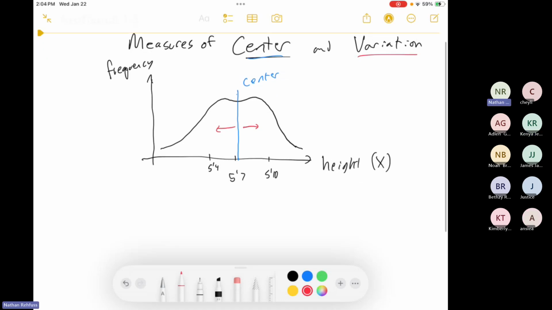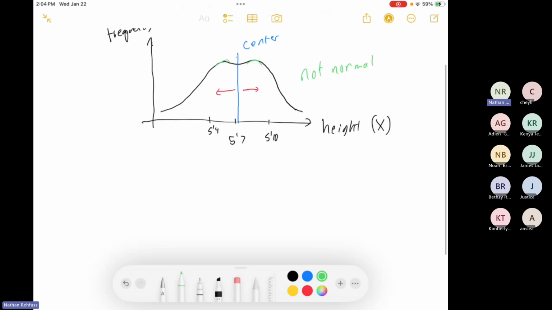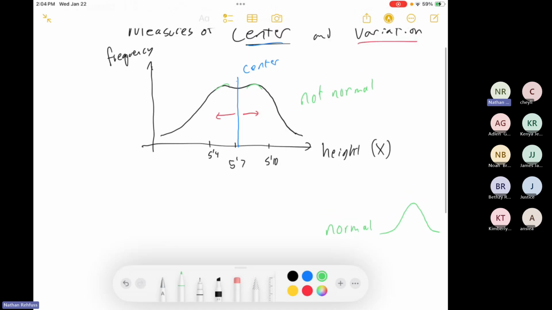Now, this curve I've drawn here is not normal. Specifically, you can see we've got 2 bumps here. A normal curve will look a little different. A normal curve is a nice perfect bell like this. But height doesn't do that for humans. If you have a normal curve and you know the center and you know the spread, then you know everything there is to know about the curve. If it's perfectly normal, there's only one curve for each given center and spread. If the data is not perfectly normal, then there will be more.